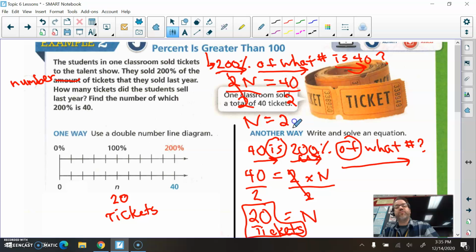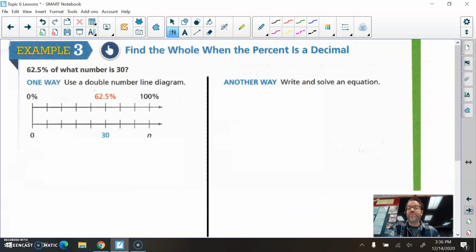Sorry, I'm writing right over the print here on this page, but hey, it's a free country. I can do what I want. Anyway, n equals 20. 20 tickets. That's how many they sold last year. This year they sold 40 tickets, twice as many, 200% as many. All right, let's look at another example.